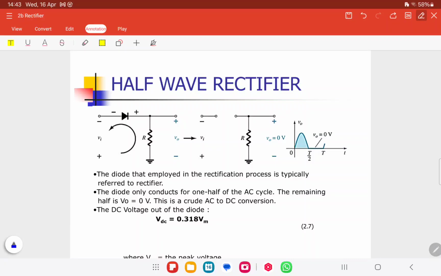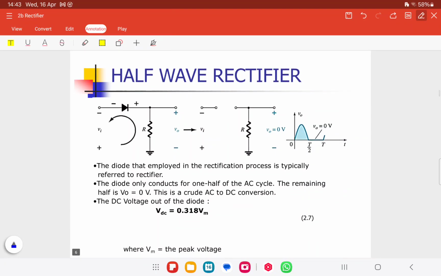Okay, this is for VDC. This one is not actually a pure VDC yet. That is why VDC equals 0.318 VM. The period, where is the period? This is the period here, T over 2. The polarity of the input becomes negative and causes the diode to turn off. In this condition, it is reverse applied, and then off.